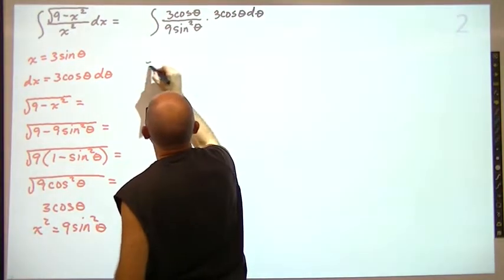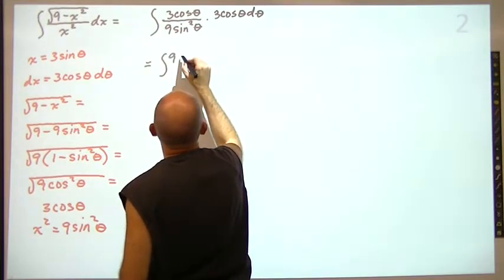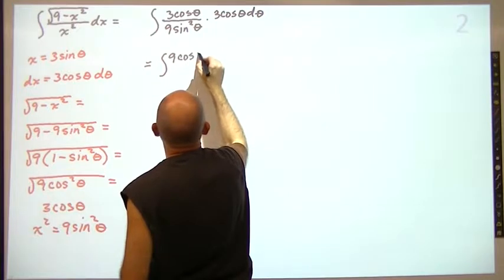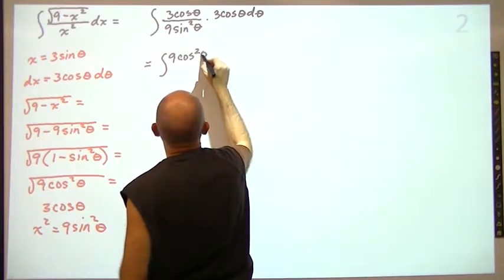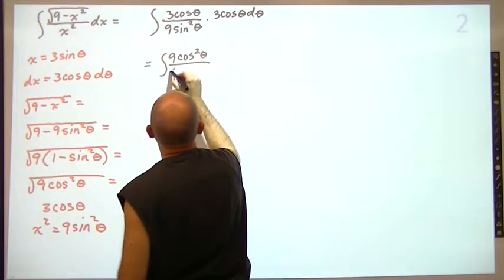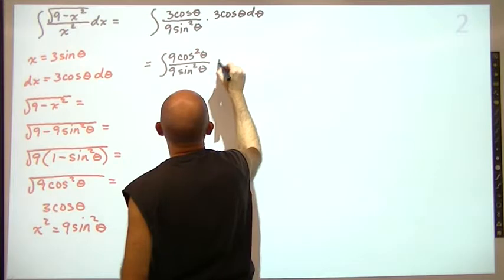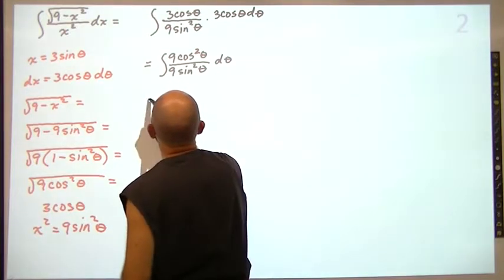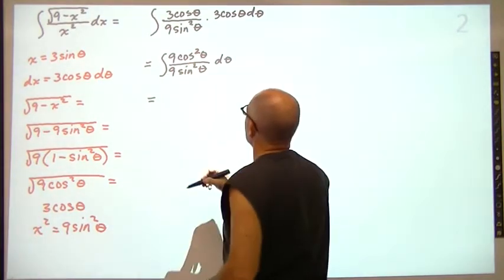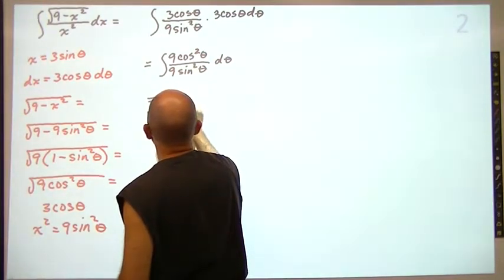Okay, so let's put all this together then. On top I've got 3 times 3 is 9, cosine times cosine is cosine squared theta, over 9 sine squared theta d theta. Well, 9 over 9 is 1, and cosine squared over sine squared is cotangent squared.